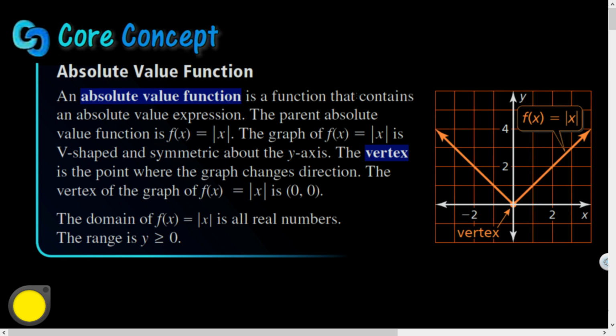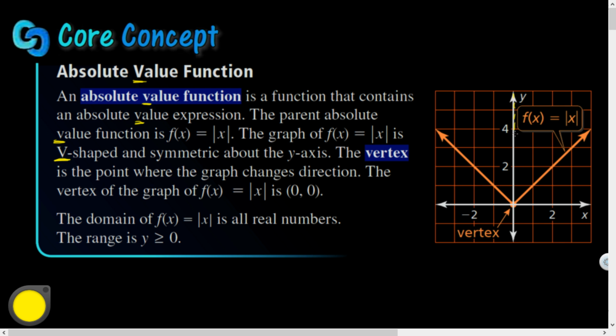So an absolute value function is a function that contains an absolute value inside. That just makes sense, right? Good job naming that, mathematicians. The parent absolute value function is f of x equals the absolute value of x. The graph is V-shaped, so I like comparing V and value so I remember those things. V-shaped and symmetric about the y-axis.